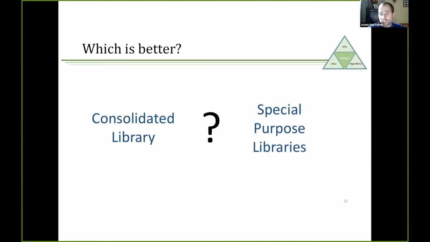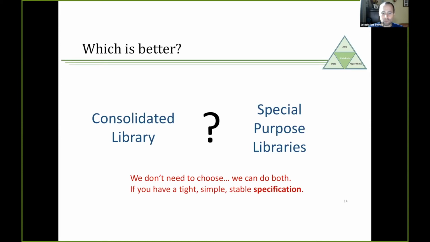With special purpose libraries, I think if you can constrain your problem, you can always get a better solution. If you're trying to solve a simpler problem, you're going to get better performance. That trade just comes with it. So what I'd like to argue, though, is that we don't need to choose. We can do both, and we can do both if we have a tight, simple, stable spec. That's the key. Do we have a tight, simple, stable specification that we're working towards?